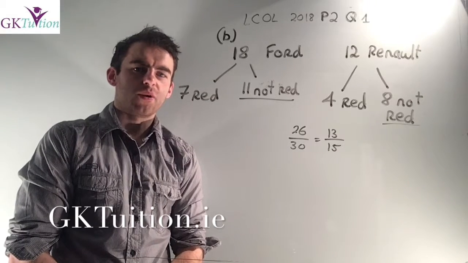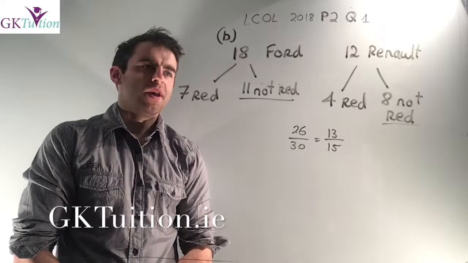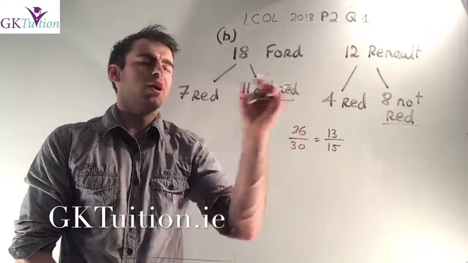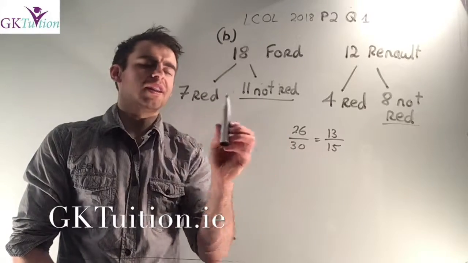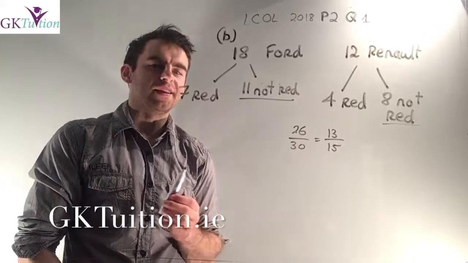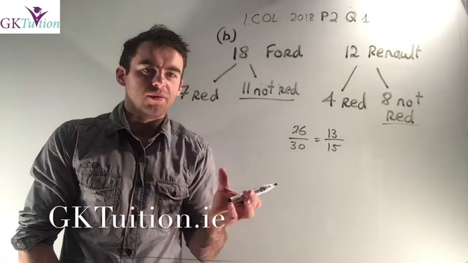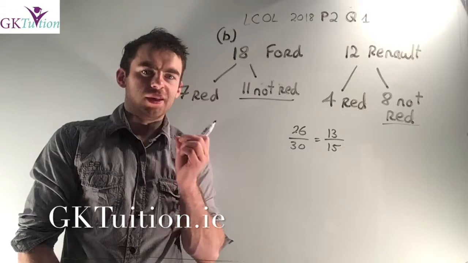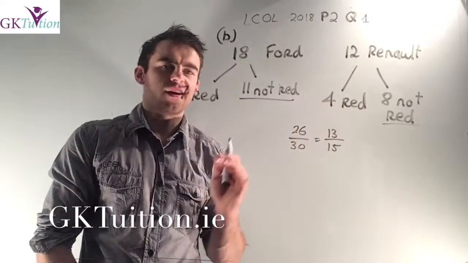Okay, in the final part of question 1, we're told that a car dealership has 30 cars. That 18 of them are Ford and 12 of them are Renault. Of the Ford cars, 7 are red and 11 are not red. Of the Renault cars, 4 are red and 8 of them aren't red. We're asked, if we just select a car at random, what is the probability you would select a car that is either a Ford car or a red car?